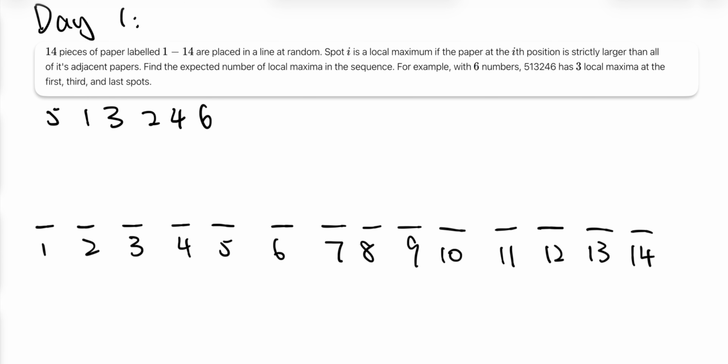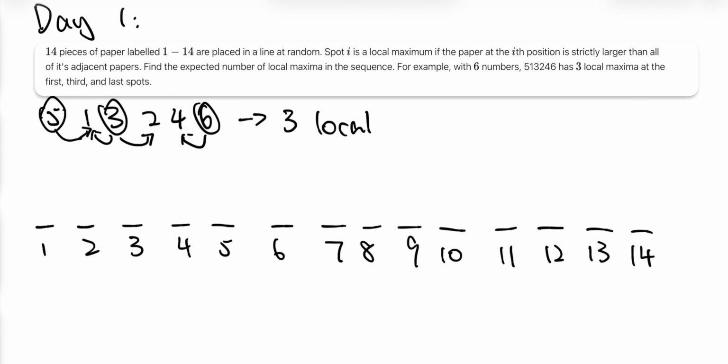For example, with six numbers, you have 5, 1, 3, 2, 4, 6. And this sequence has three local maxima at the first, third, and last spot. So the first spot, 5, is bigger than 1, so that makes 5 a local maximum. The third spot, 3, is bigger than both 1 and 2, so that also makes it a local maximum. And the last spot, 6, is bigger than 4, so in total we have 5, 3, 6 as the local maxima for the sequence, and therefore the sequence has 3 local maxima.